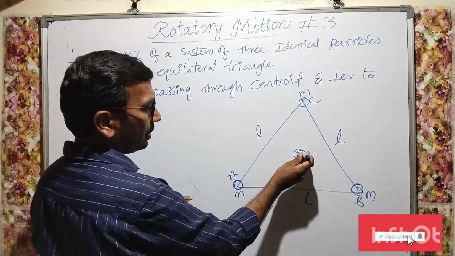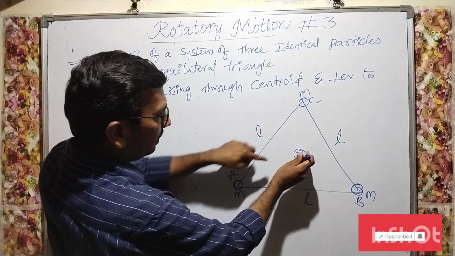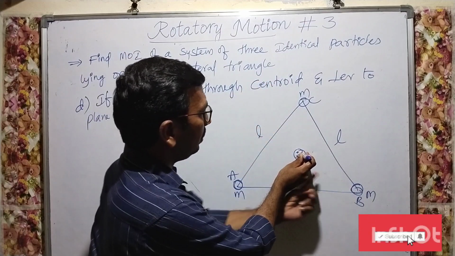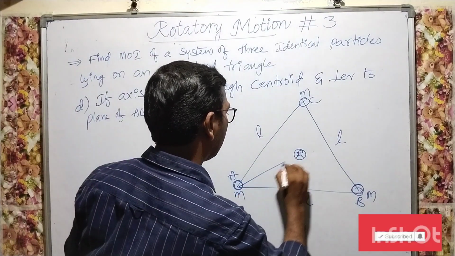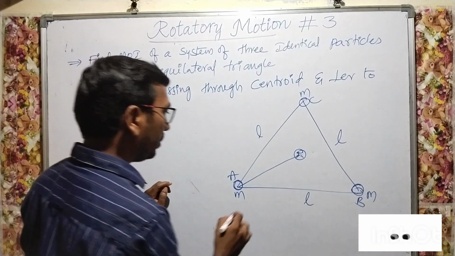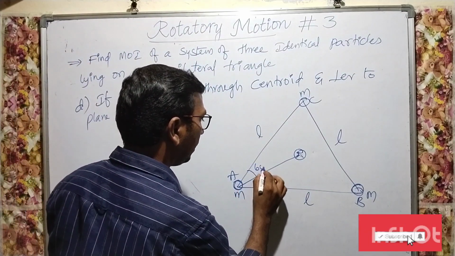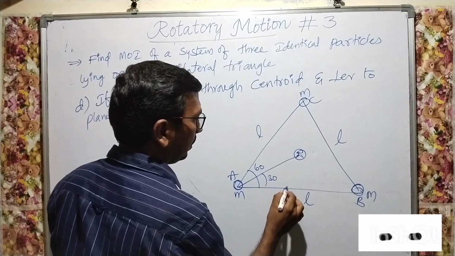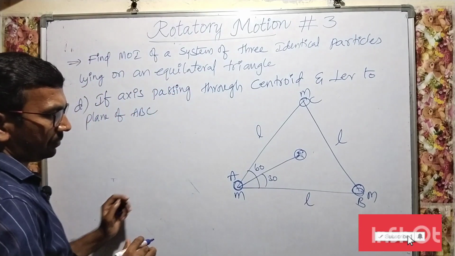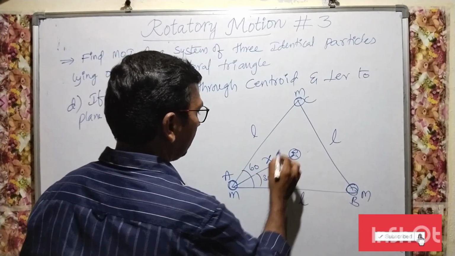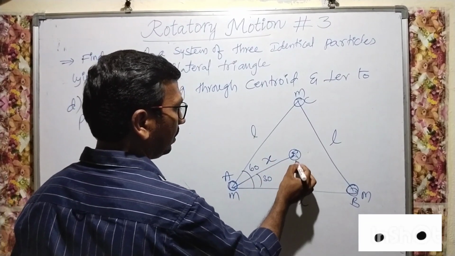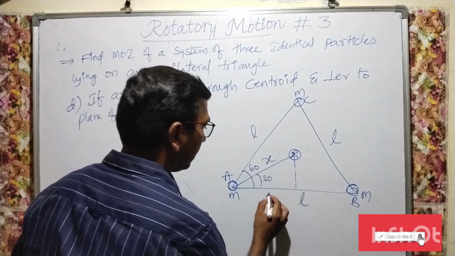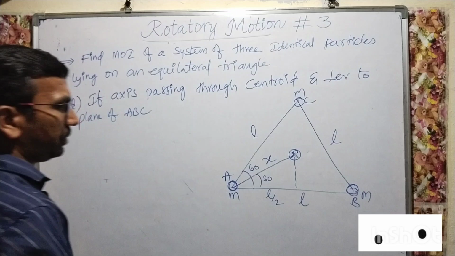So this is the axis now. What is the perpendicular distance from A to this axis, from C to this axis, from B to this axis? You can find this distance. The total angle is 60, so this angle is 30. I will consider this distance as x. This is the distance from the centroid, and since the side is L, from the centroid this is L by 2.